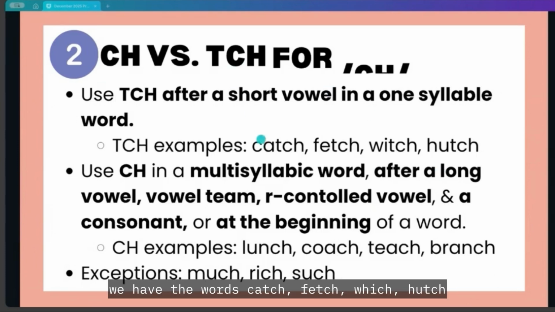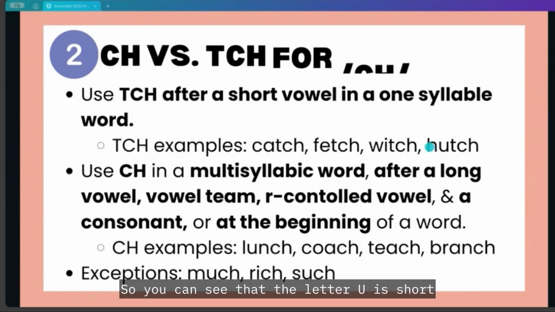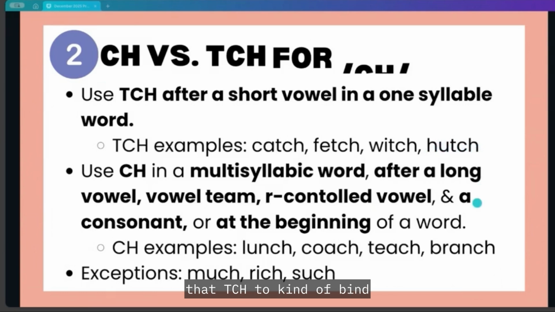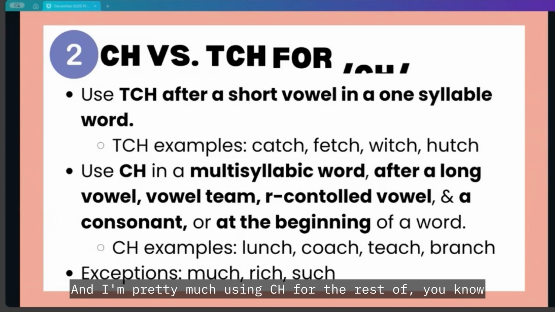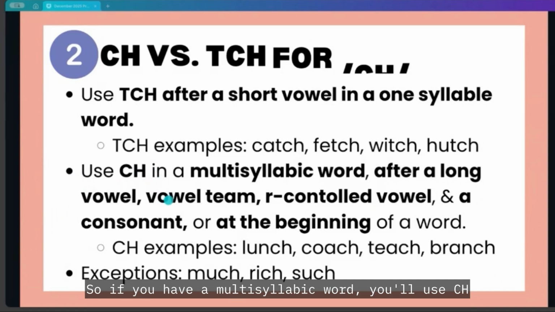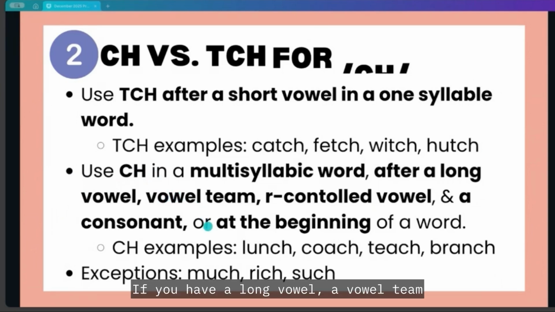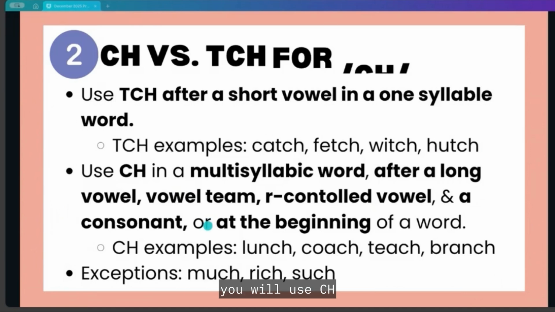So for example, we have the words catch, fetch, which, hutch. So you can see that the vowel is short, and then we're going to use that TCH to bind that ch sound to that word. And then we use CH for the rest of the different rules that you can think of. If you have a multisyllabic word, you'll use CH. If you have a long vowel, a vowel team, or an R-controlled vowel, you will use CH.